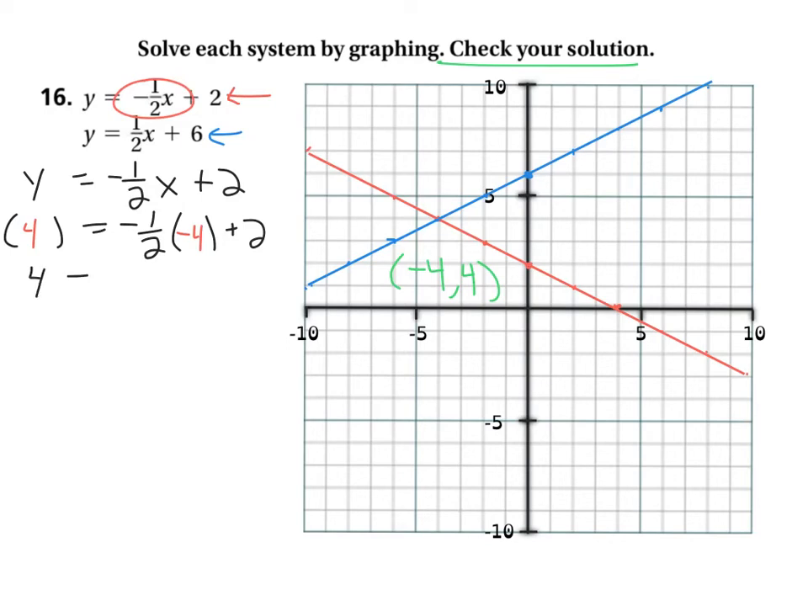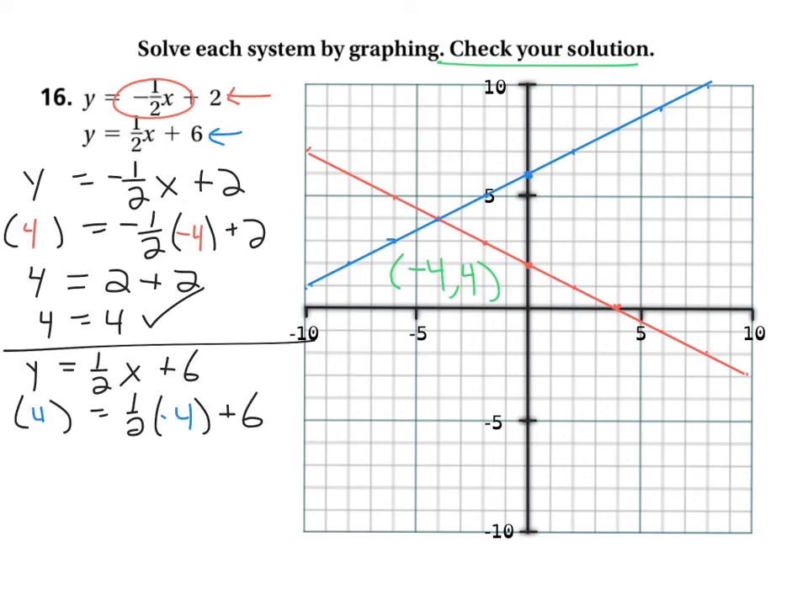So what we've got now is 4 equals, notice that negative times negative is positive, so we're going to get a positive, and 1/2 of 4 is 2. So we're going to get a 2 plus a 2, and that means 4 equals 4. That checks out. So it works for that one.